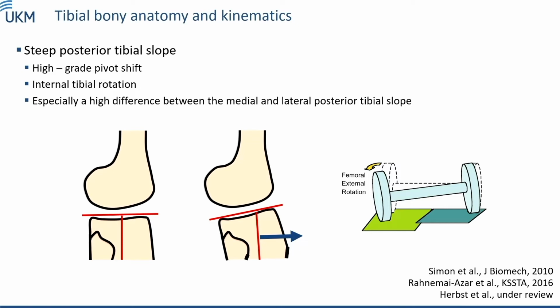When having a closer look at a steep posterior tibial slope, it has been shown that it's associated with a high-grade pivot shift even following ACL reconstruction, and a higher degree of internal tibial rotation during running and walking. Especially a high difference between the medial and lateral posterior tibial slope is more prone to internal tibial rotation and therefore high-grade anterolateral rotatory knee instability.